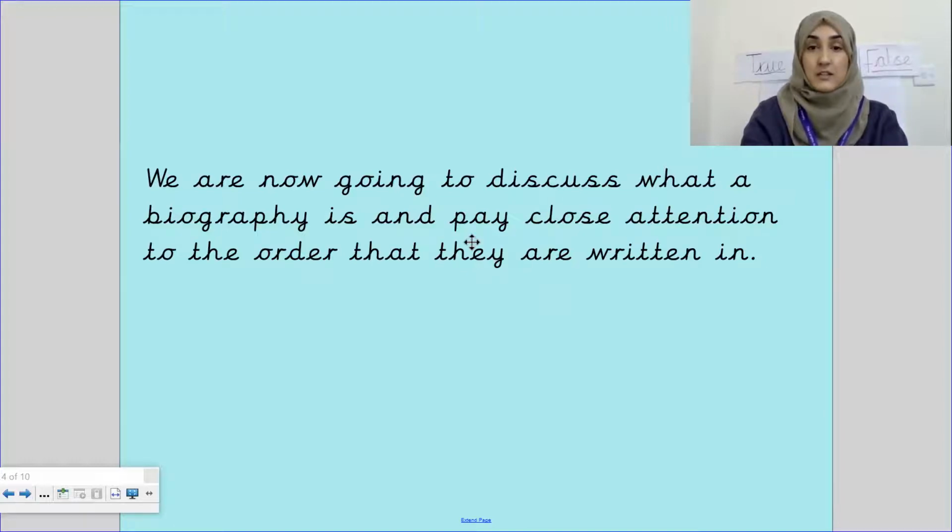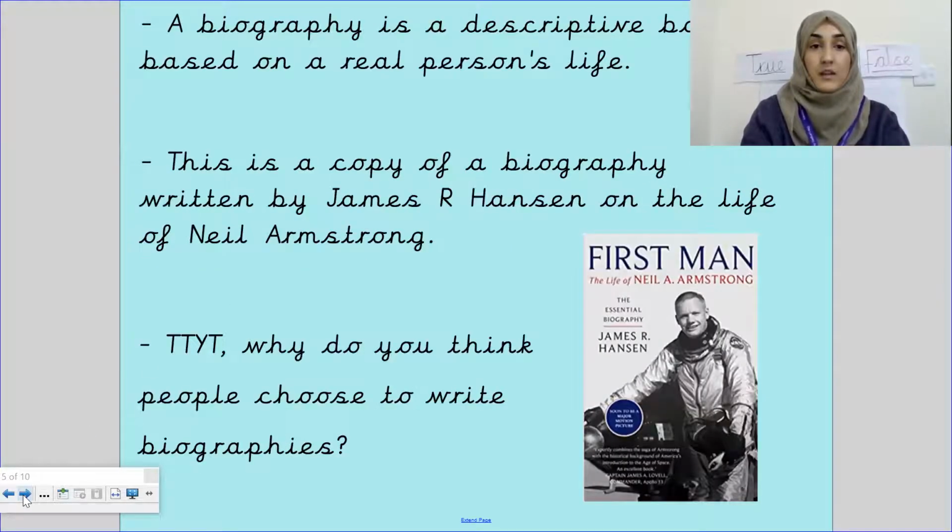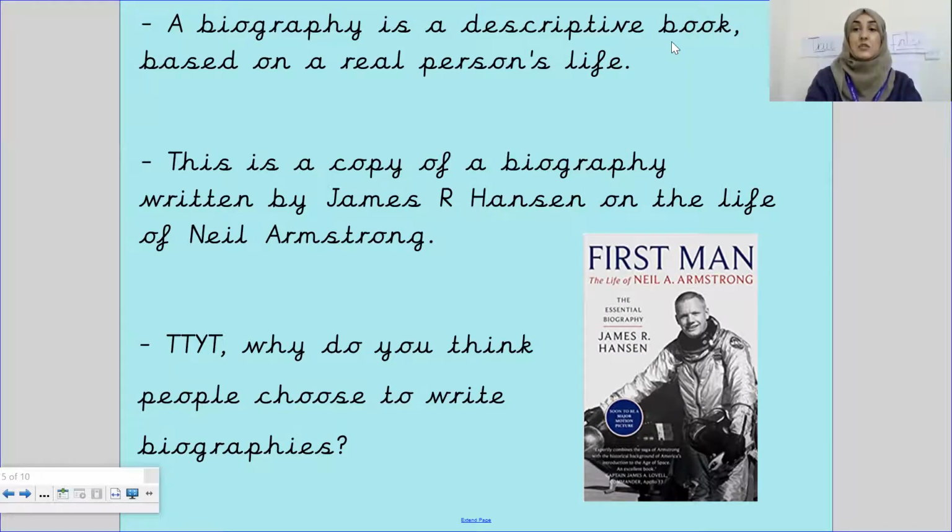We are now going to discuss what a biography is and pay close attention to the order that they are written in. Okay? Now, a biography is a descriptive book based on a real person's life. So it basically describes, a biography describes a person's real life, all of the key events that happened in a real person's life. So it's not a made up character, it's non-fiction. Okay, this is a copy of a biography written by James R. Hansen on the life of Neil Armstrong.